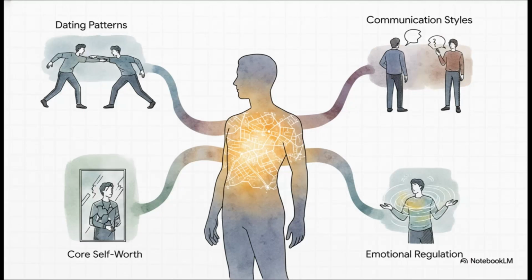And this map shows up everywhere. It influences who you're drawn to. You know that classic push-pull dynamic where an anxious person and an avoidant person find each other? Total attachment stuff. It dictates how you fight. Do you get loud and demanding, or do you shut down and go silent? It even shapes your basic feelings of self-worth and how you handle your own emotions when you get upset.